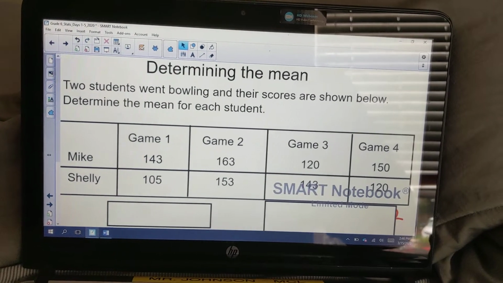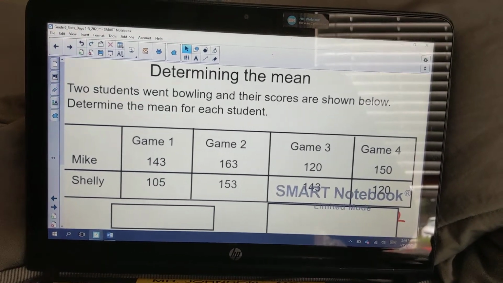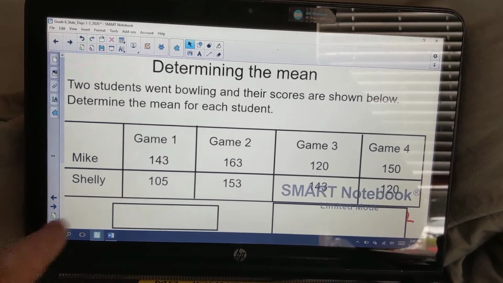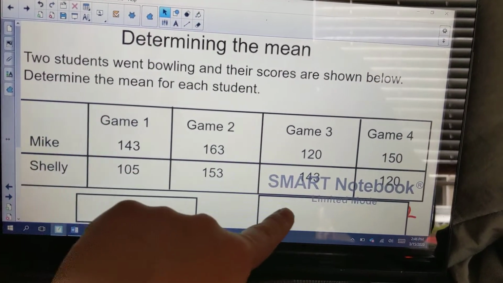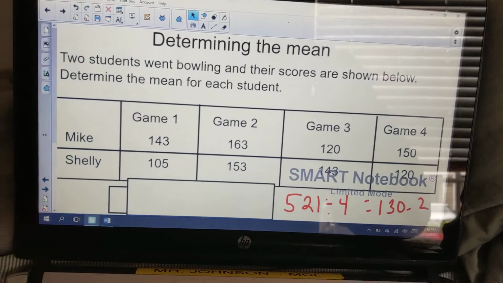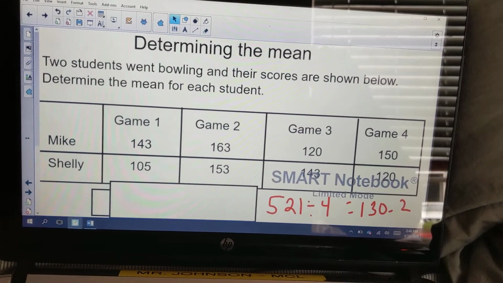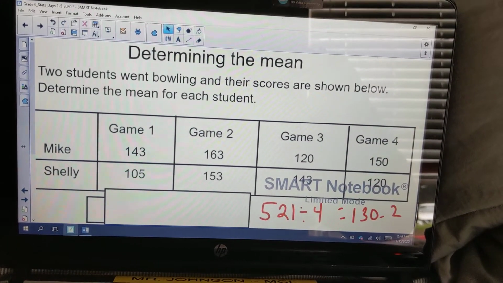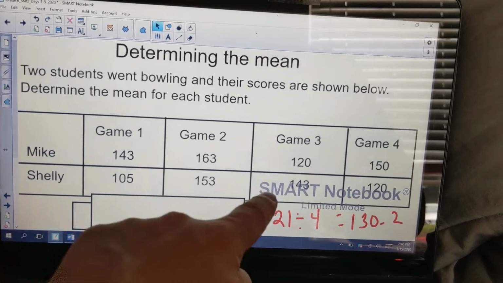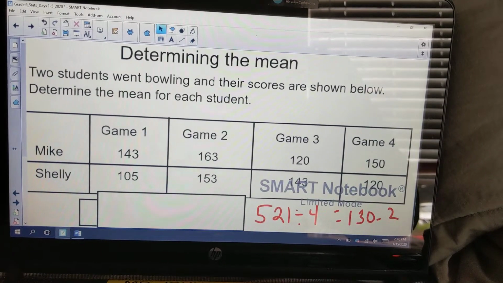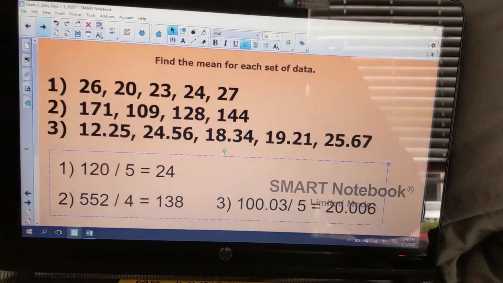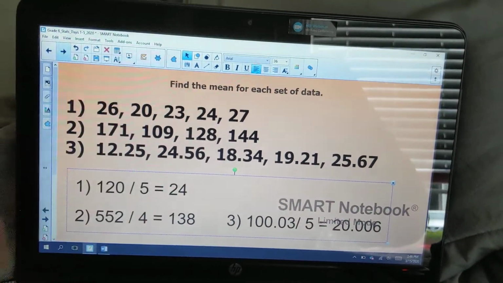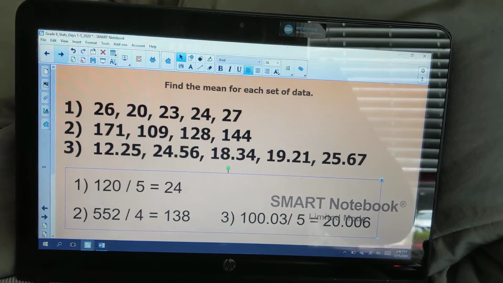If we needed to find Shelly's average or mean score, we would add up her games. So we'd add this plus this plus this plus this. When we do that, we'll see that Shelly knocked down a total of 521 pins. When we divide 521 by 4, because she bowled 4 games, we see Shelly had an average of 130.2 pins that she knocked down. Okay, this is a fairly simple process here. There's just 3 other examples.